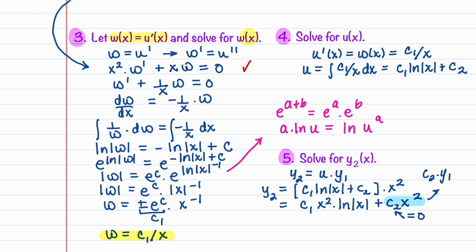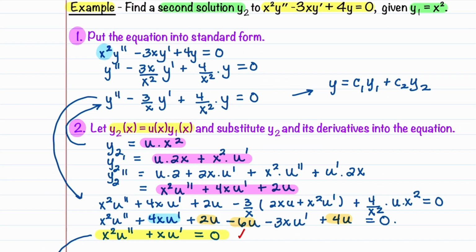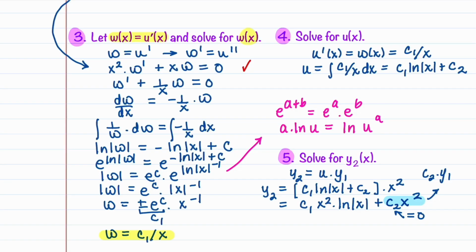And then let's go back up to the top here. I want to show you something. Up here on the right is our solution for y. Notice that our solution y is c1 y1 plus c2 times y2. Let's go back down to the bottom and let's think about this constant right there. We don't need our solution y to be c2 times c1 times x squared natural log x. So we're going to choose that c1 is equal to 1. This gives the solution y2 is equal to x squared natural log absolute x. And there's our second solution.